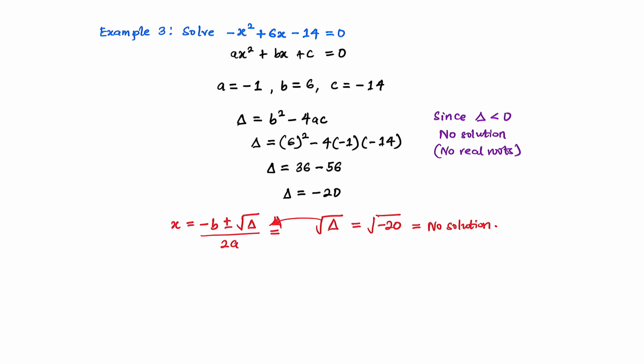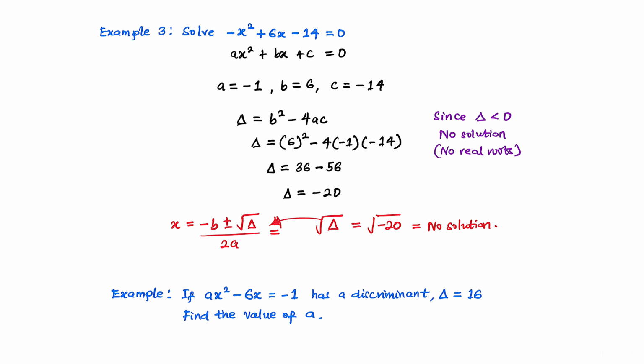One of the possible ways that the question can be given with the use of a discriminant is the question gives you the discriminant and asks you to find a certain value in the question. So you may be given the discriminant and you'll be asked to find the value of A, B, or C. For example, you may have a question like, if ax squared minus 6x equals minus 1, and the discriminant is 16, find the value of A.